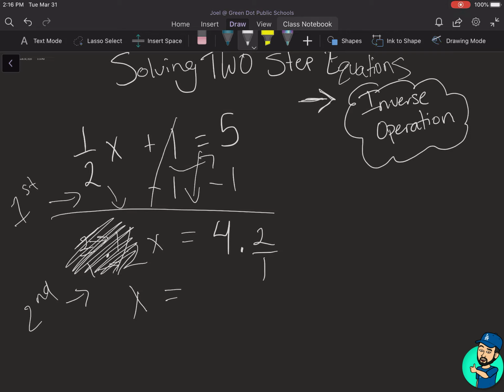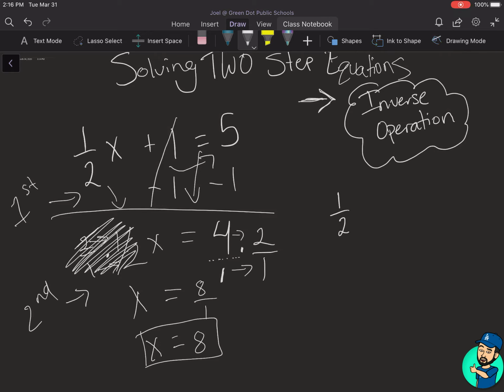X equals, now, again, if you want to apply that invisible 1 underneath as a denominator, you can. 4 times 2 is 8. And 1 times 1 is 1. So x equals 8. That's what we got as an answer. But are we right? Let's check our work.